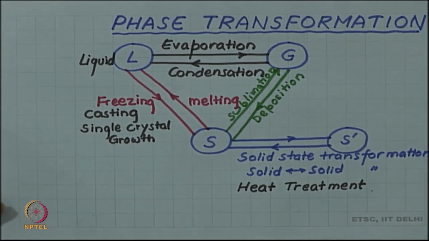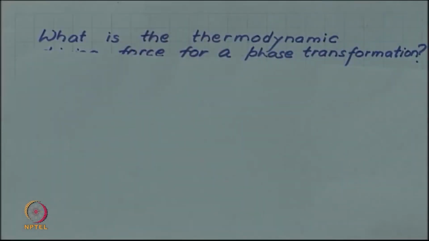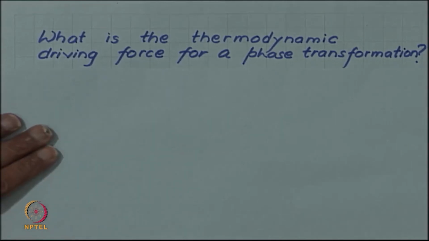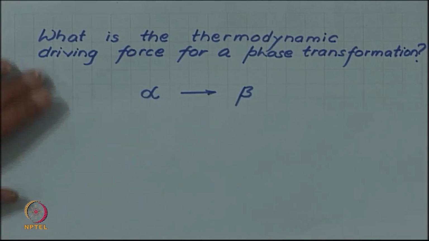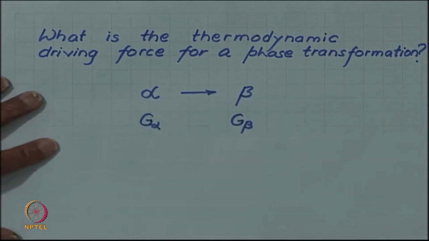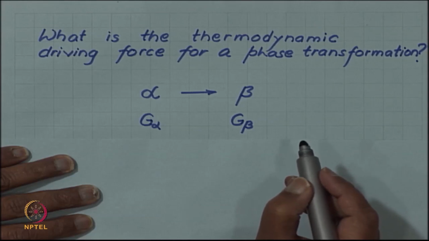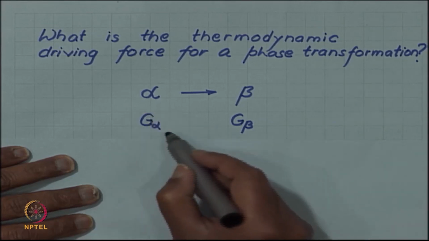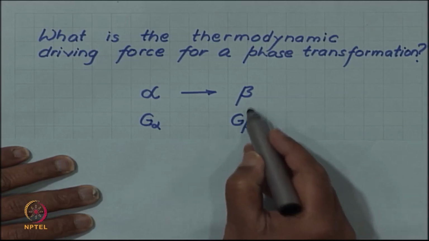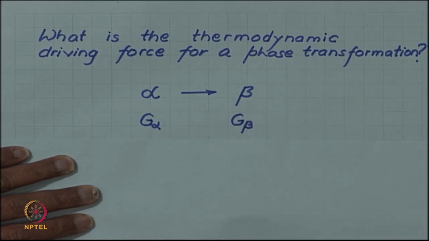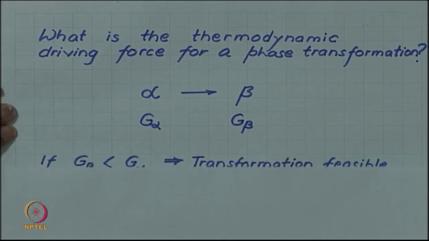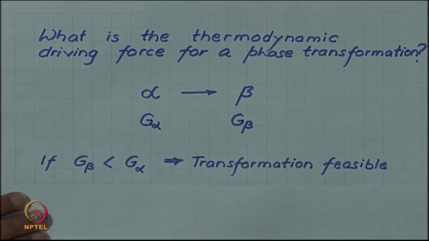Let us now look at the question: what is the thermodynamic driving force of a phase transformation? By driving force, we mean that when a phase alpha is transforming into beta, then the free energy of the two phases will be different. So, the alpha phase has a free energy G alpha, whereas the beta phase has a free energy G beta. The difference between these two phases controls the phase transformation.